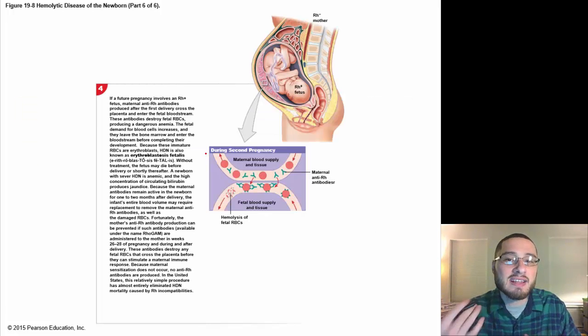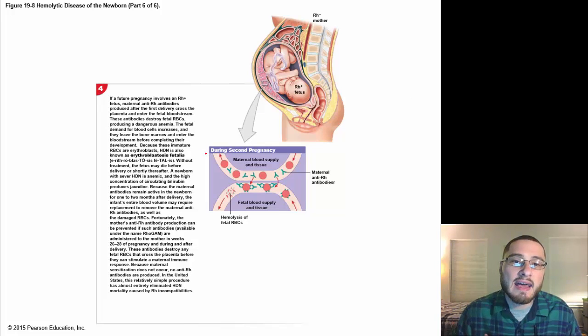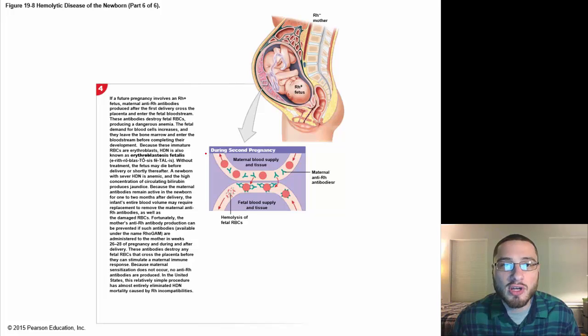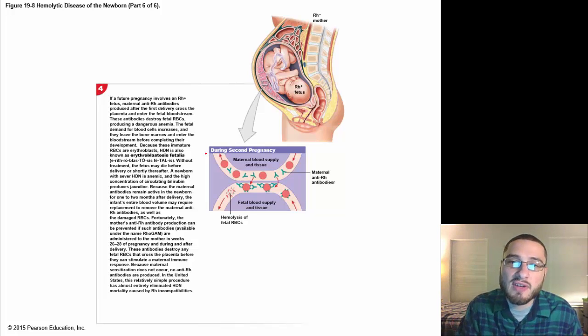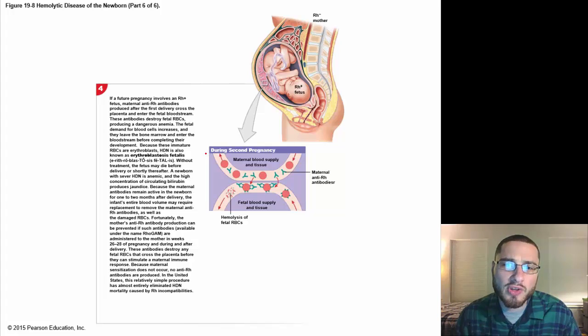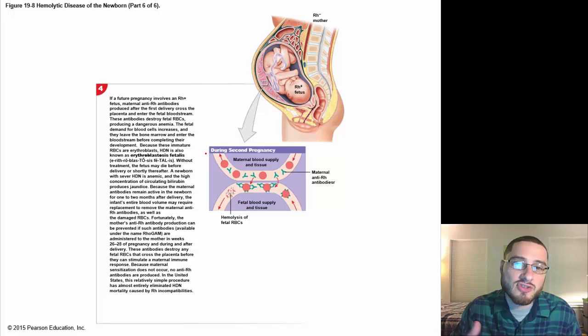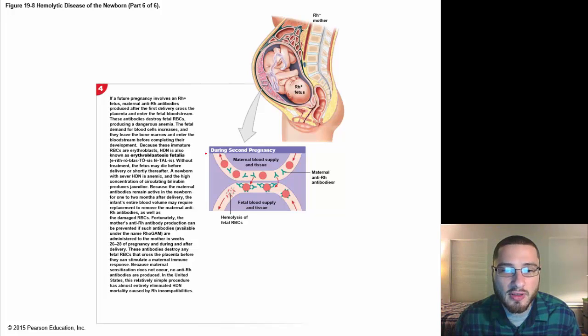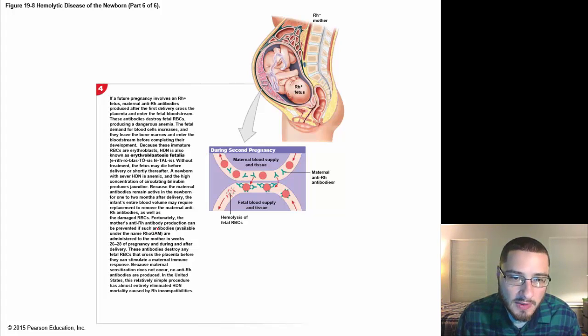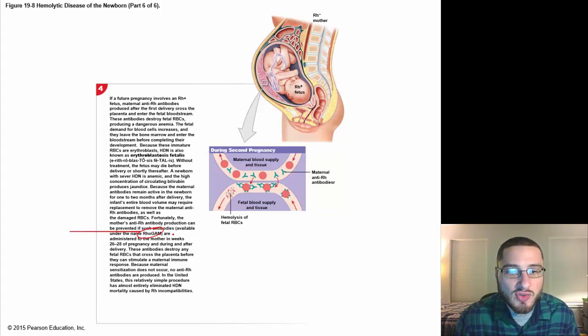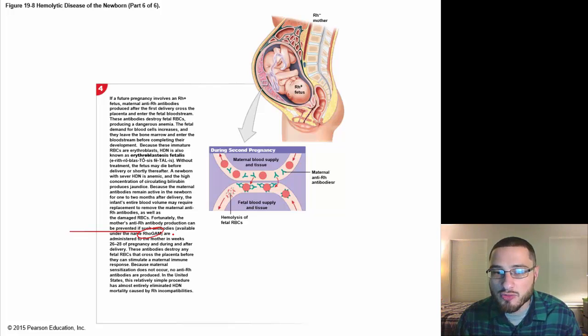But then in the next one, now there's an issue. The mother has an immune response to that fetus having Rh positive blood. Your doctor is going to have to monitor this, and they're going to have to give a specific drug so that the mother doesn't have this reaction. They use a drug called RhoGAM, given to the mother in weeks 26 to 28 of pregnancy and during and after delivery.